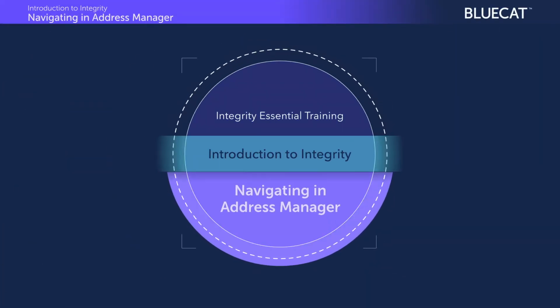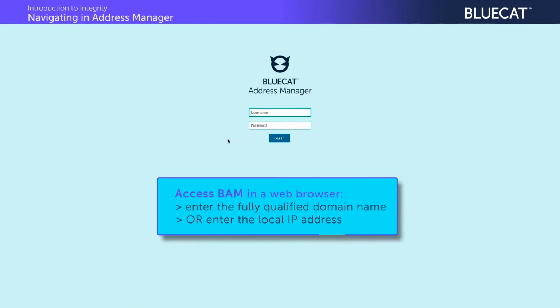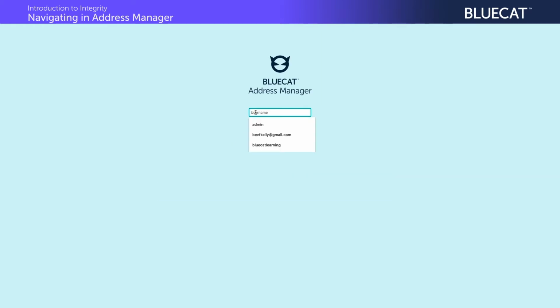Let's get to know Address Manager by navigating the user interface. To access BAM, open a web browser and enter the fully qualified domain name, or use the local IP address of the Address Manager server. Enter the username and password and select Login.